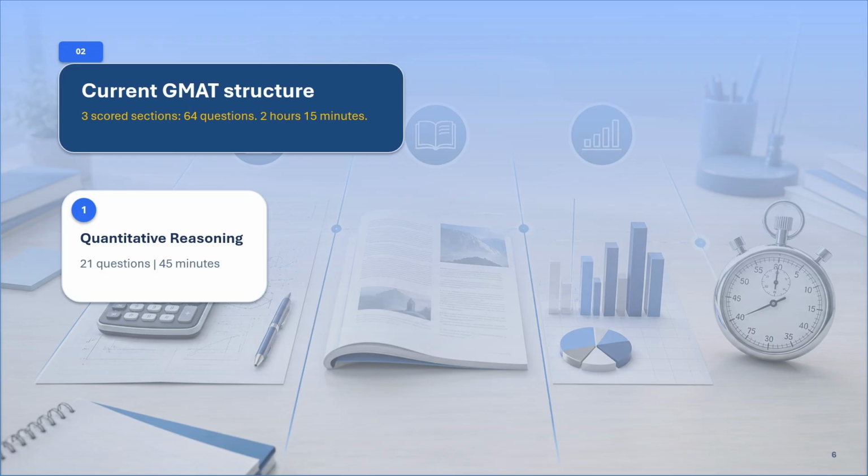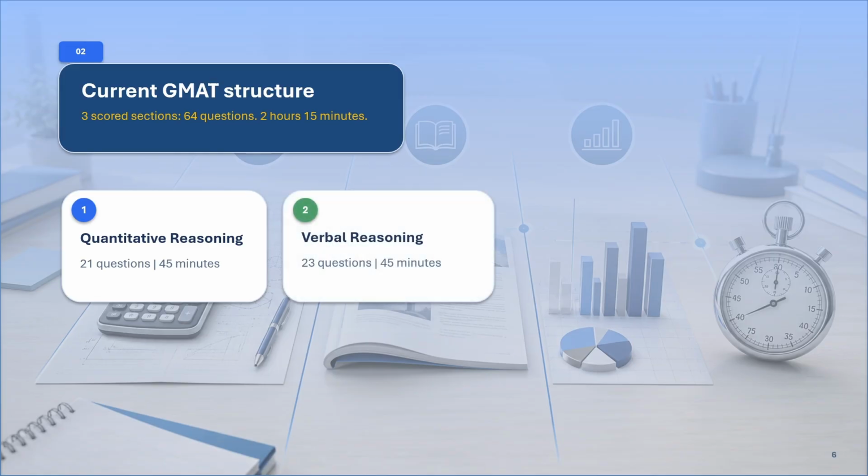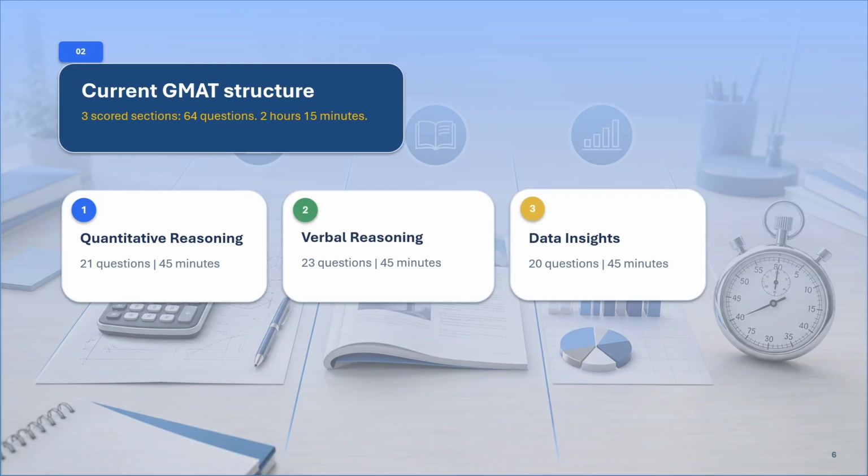Quantitative reasoning has 21 questions to be done in 45 minutes. Verbal reasoning, 23 questions in 45 minutes. And data insights with 20 questions in 45 minutes. It's 45 minutes for each of these, but the number of questions is varying. There is also one optional 10-minute break that you can take after the first or the second section. You can also choose the order in which you take the three sections.